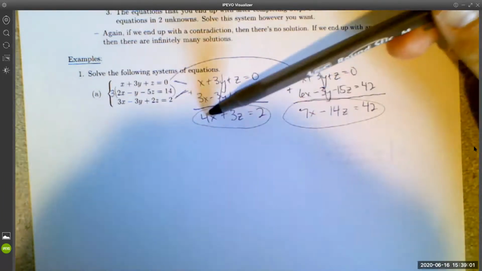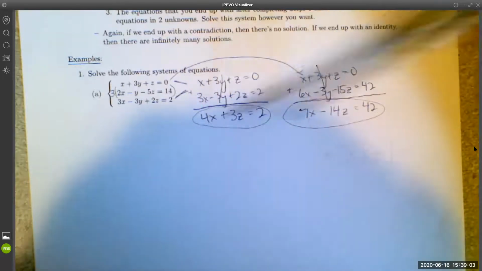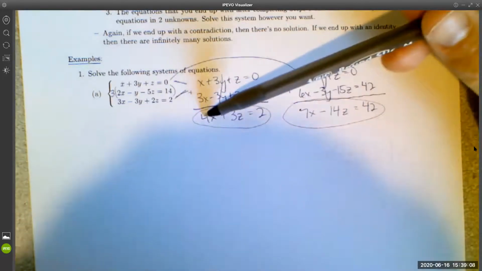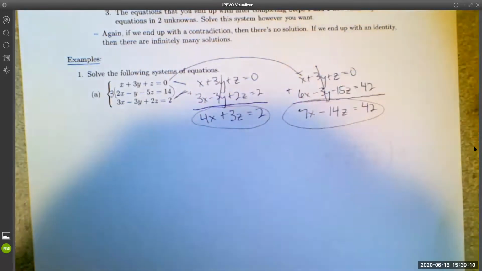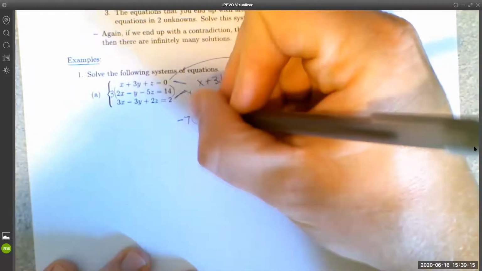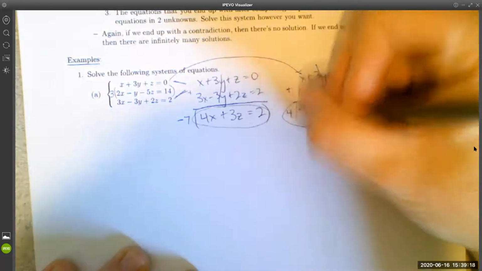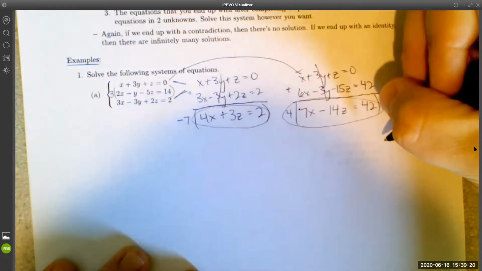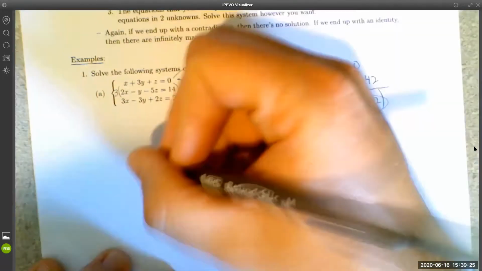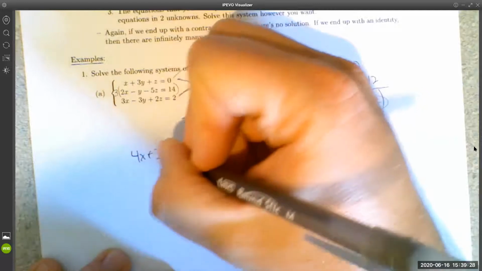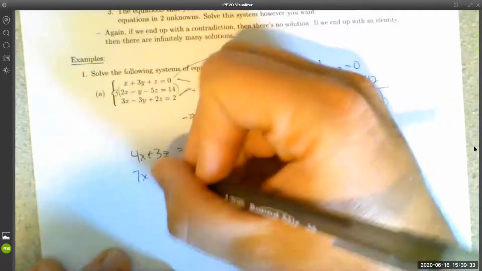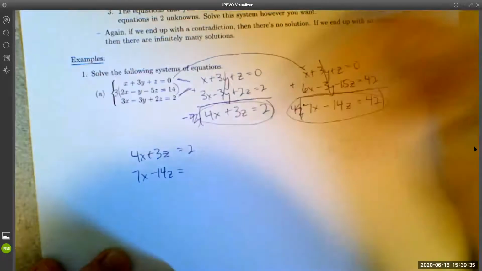I think the common denominator, so to speak, between 4 and 7 would be 28. So I'm thinking of multiplying this one by -7 and this one by +4, and then adding them together. So let's do that. Actually, to keep the work a little bit easier to keep track of, let me just rewrite this system now. So I've got 4x plus 3z equals 2, and I've got 7x minus 14z equals 42.